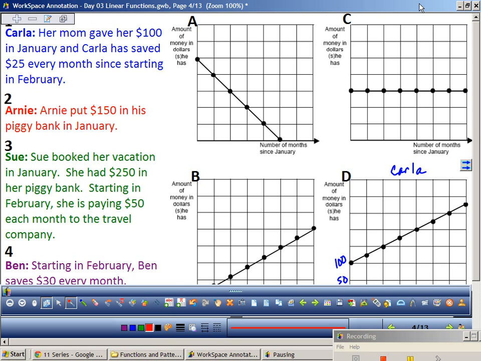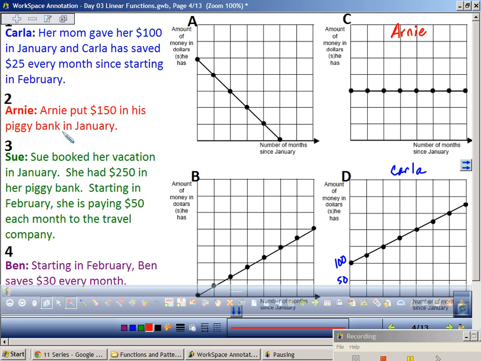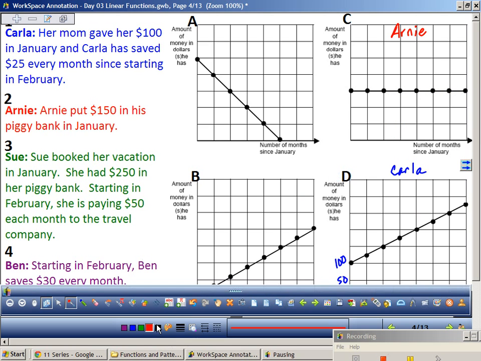Arnie is C. Why is Arnie C? It just stays the same. Put $150 in, and it's not going to grow at all, right? Because it's in a piggy bank, not in a regular bank. Let's hear it, Jesse.